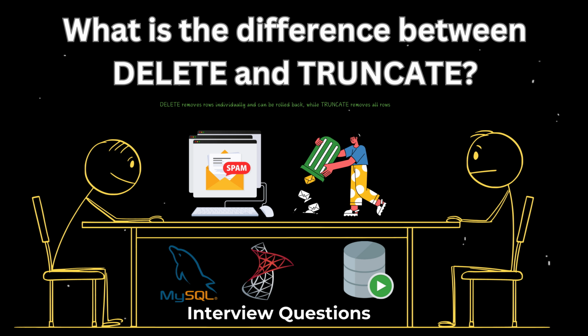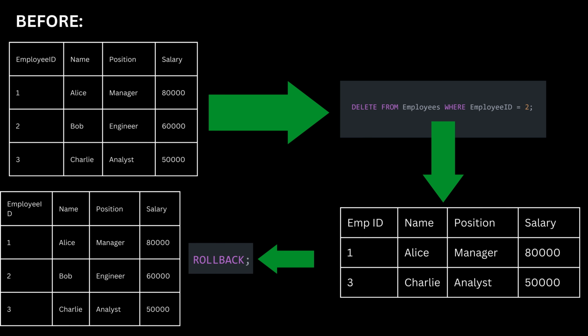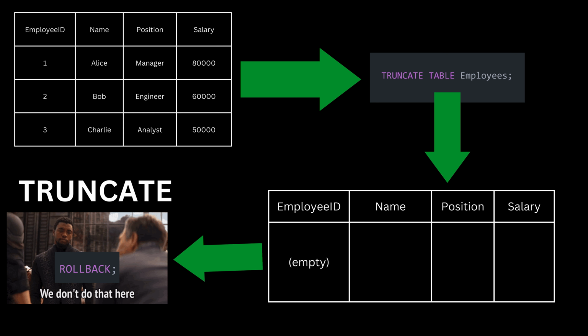Commit. What is the difference between delete and truncate? Delete removes rows one at a time and can be rolled back. Truncate removes all rows from a table without logging individual row deletions and cannot be rolled back.